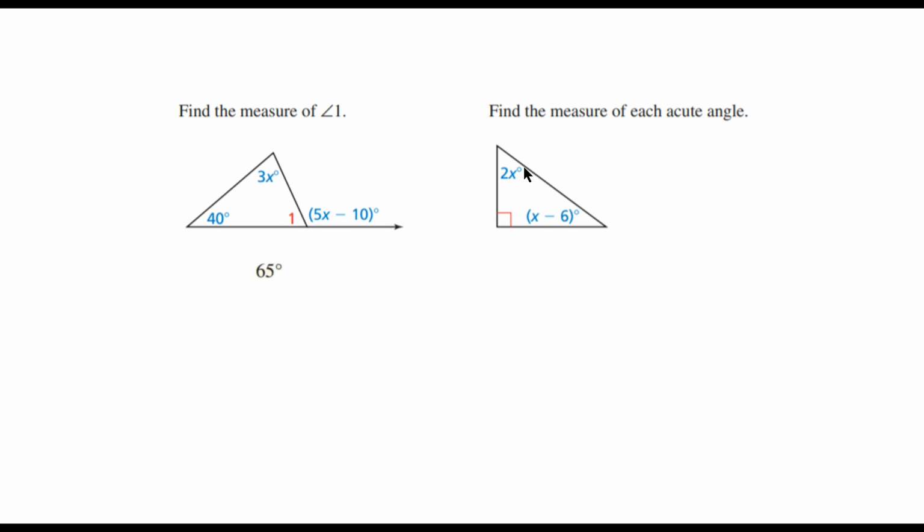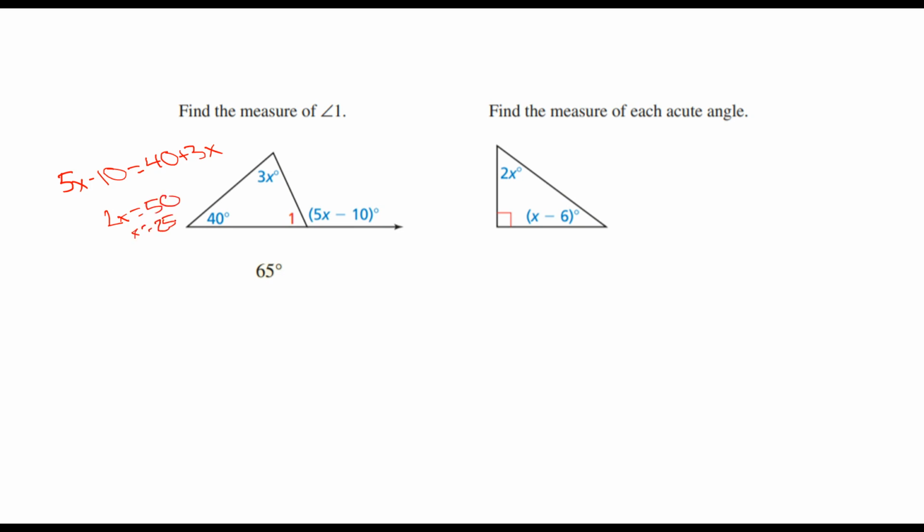You've gotten 65 degrees for angle 1. How we should have solved it is you should have done 5x minus 10 equals 40 plus 3x. Once you solve for x, let me do a little mental math here. 2x equals 50, x is 25.